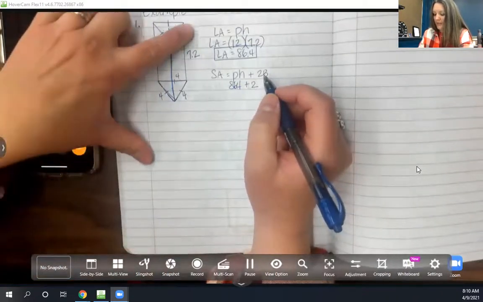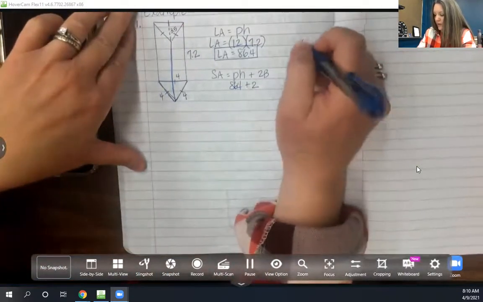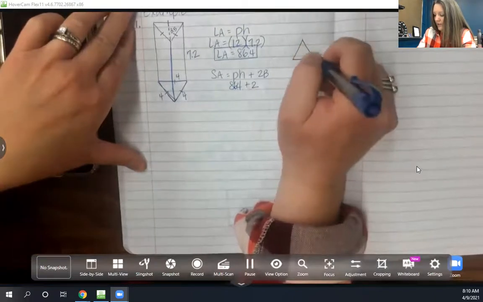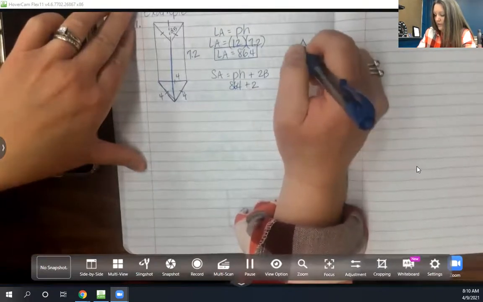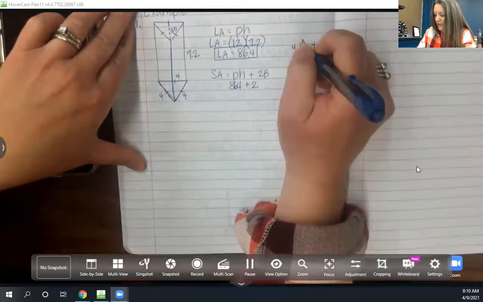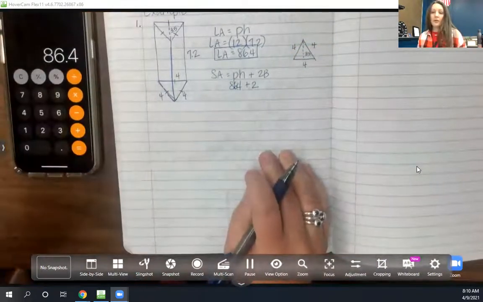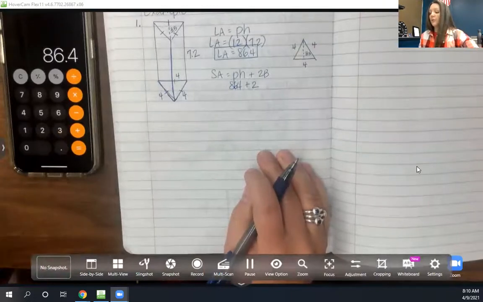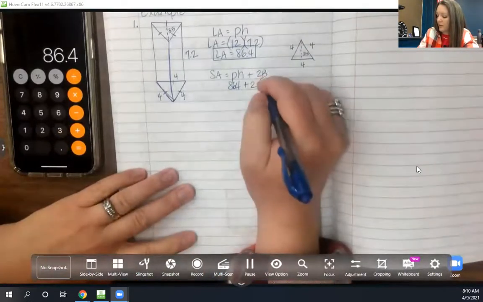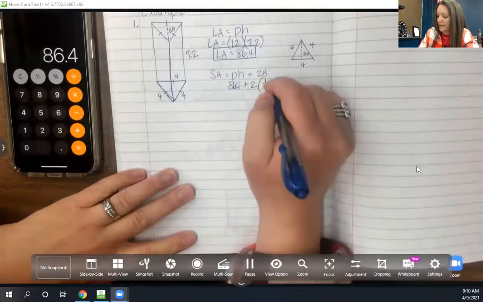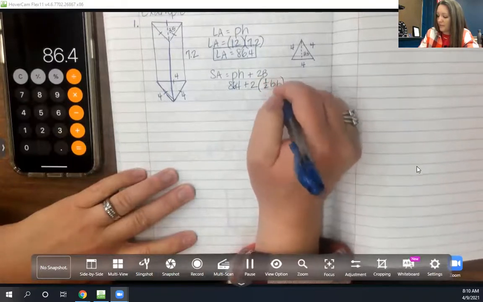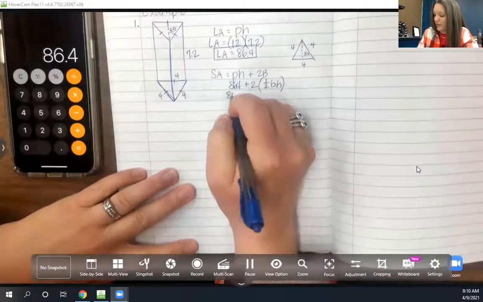Well, look at my base. My base is a triangle, so I'm going to draw it out here. If your base is a triangle and all these sides are 4, and the height here is 3.5, how do I find the area of that base? Well, it's just the area of a triangle, right? So it is 1/2 base times height. Remember that? So we're going to plug in what we know.